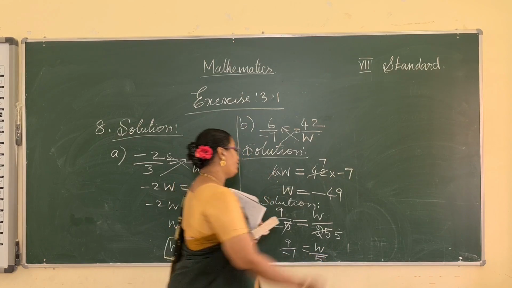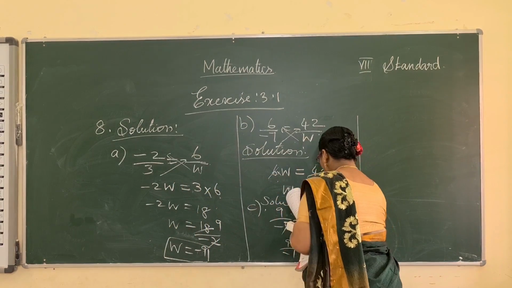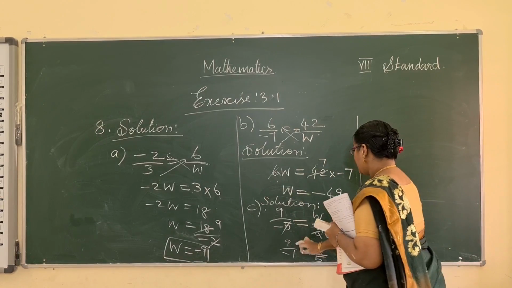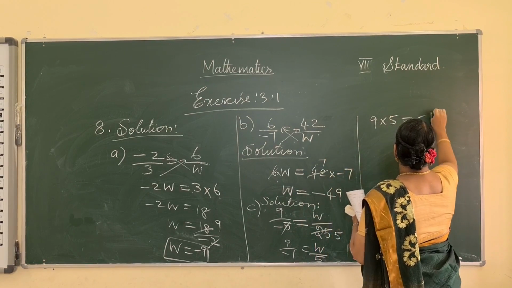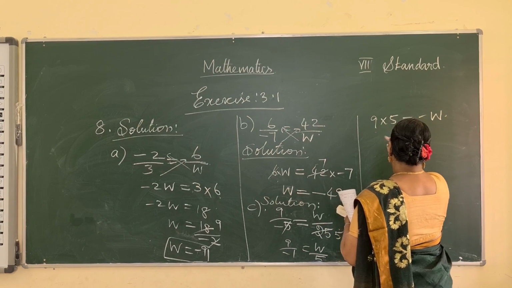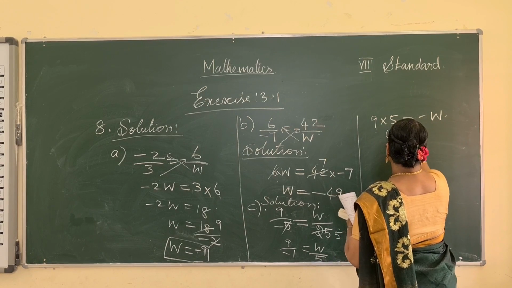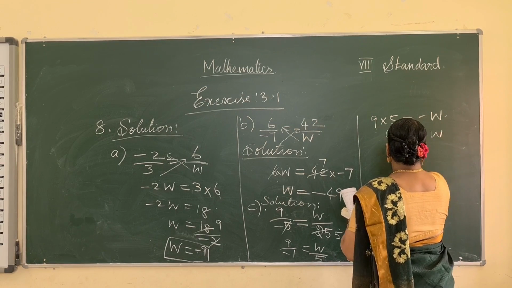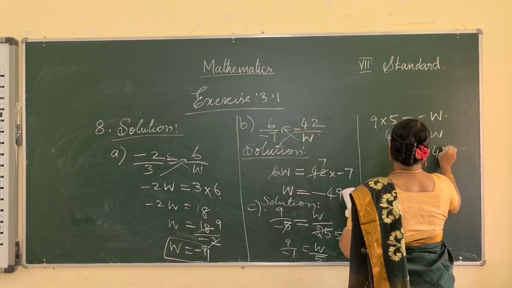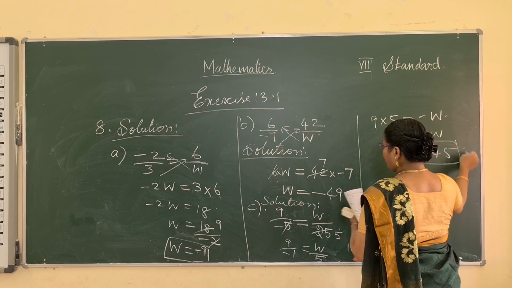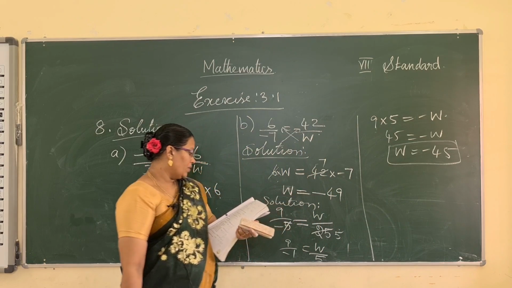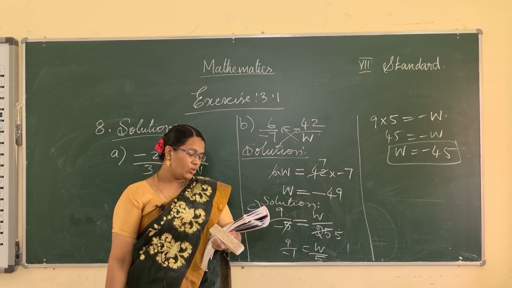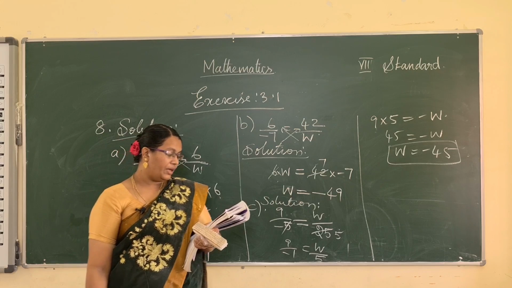W by 5. So cross multiply now. So 5 nines are 45 is equal to minus W. So W is equal to minus 45. Okay. So the remaining D, E, F are homework. 10th one, write the next 2 rational numbers in each of the following.